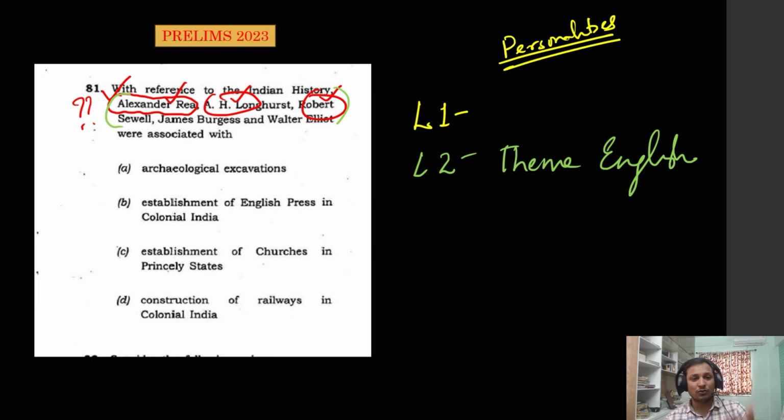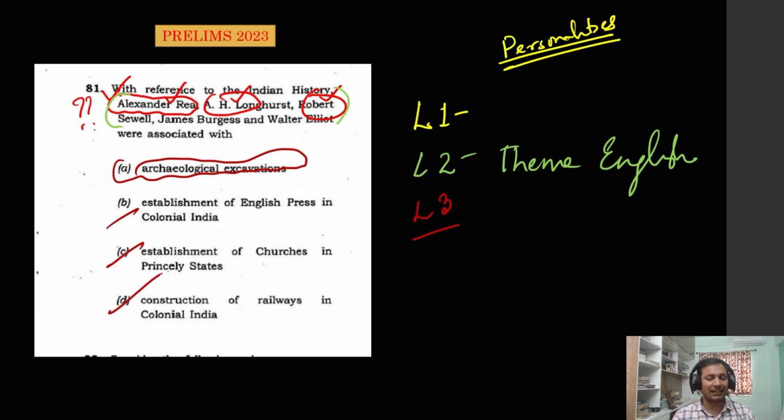Now I'll go to level 2. Level 2 is what, guys? Archaeological excavation. Now I'll go to level 3. Level 3 means I'll go to the other options which are not the answer.